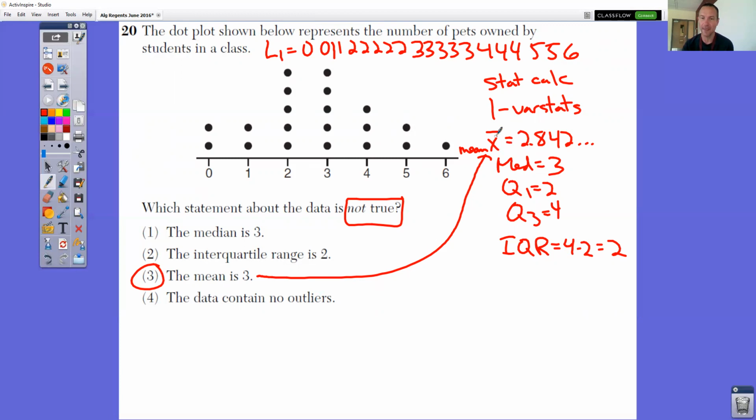And when you do that, you see that it says which statement about the data is not true. You see that the median is 3, all right? You see that the interquartile range is 2. That would be Q3 minus Q1. 4 minus 2 is 2, so that's correct. The data contains no outliers. There's no outliers here. All that data is pretty compact. The one thing that's wrong is that it says that the mean is 3. When you do the calculation, the mean is actually 2.82 or 2.842, and so on.